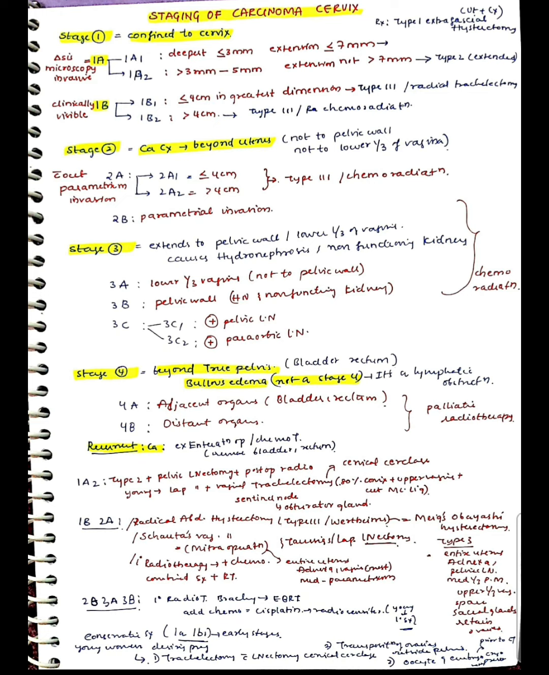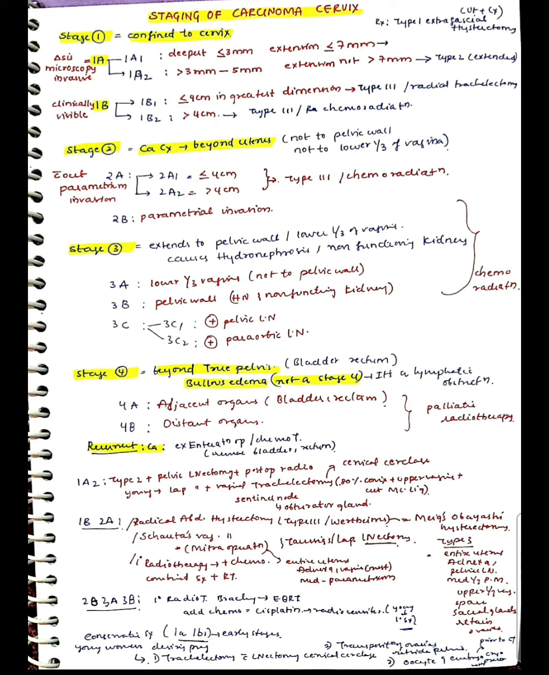Again, 1B is divided into 1B1 and 1B2. 1B1 is where the greatest dimension of the tumor is less than or equal to 4 centimeters. And what is 1B2? 1B2 is more than 4 centimeters. So this is about stage 1. Stage 1 means the tumor is confined only to the cervix part. Then coming to stage 2.